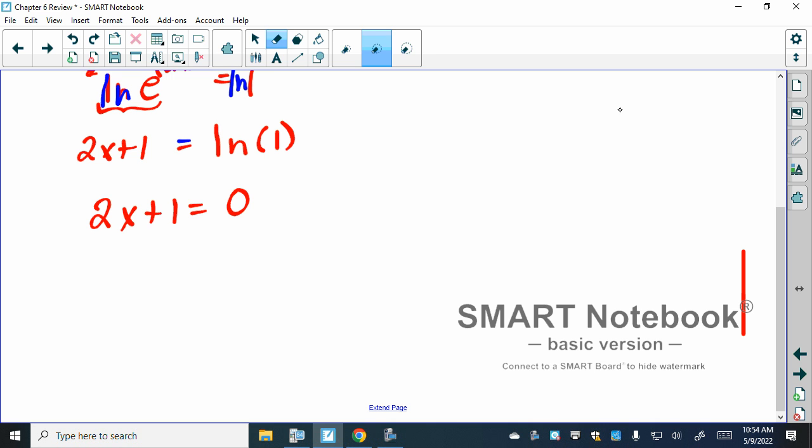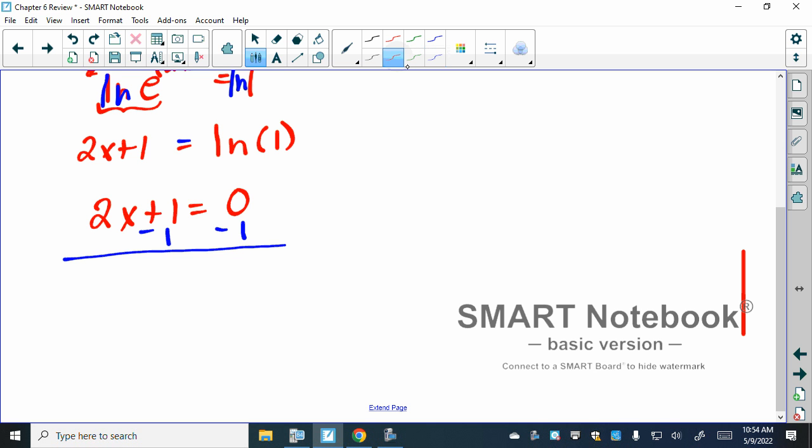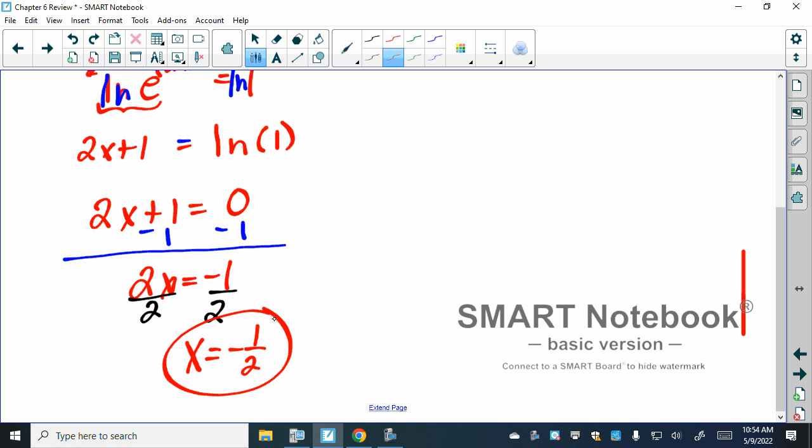Now, we could have left it as ln of 1 and gotten to the same answer, or we could rewrite it as 0. Now the next thing we need to do is just solve for the value of x. So we can subtract 1, telling us 2x is equal to negative 1. Exactly. The last thing we'll do is divide by 2, telling us x is equal to negative a half. And that's it. Any questions on any of this here?